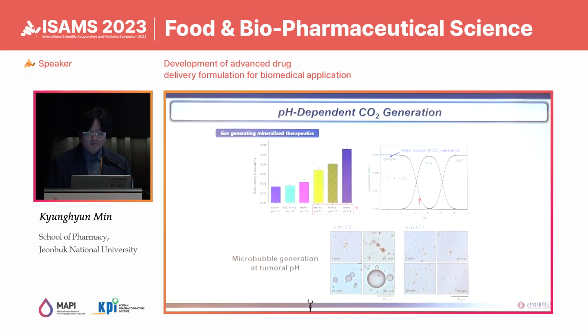Next, we have identified the effective generation of gas by measuring the mass of carbon dioxide at the tumoral acidic pH. And we demonstrated micron-sized bubble formation at tumoral pH. The generated carbon dioxide molecules coalesce to form large bubbles, which are suitable for ultrasound imaging.